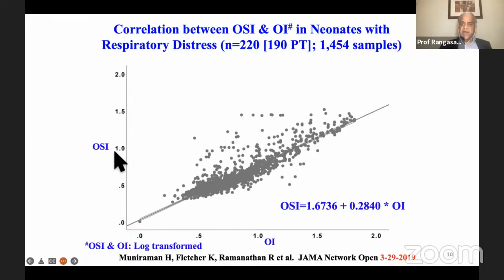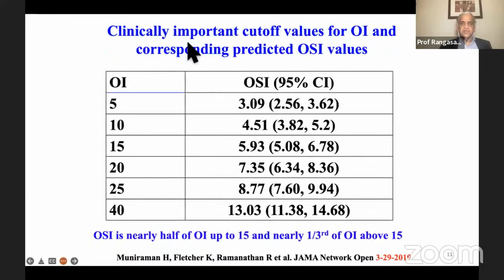So how do we translate this data into clinical practice? Here is the clinically important oxygenation index. When the OI is 5, your oxygen saturation index is about 3, with a 95% confidence interval of 2.56 to 3.62. An OI of 10 is about 4.5. 15 is about 6. 20 is about 7. An OI of 25 is 8.7 or 9. 40 is 11, 12, or 13. So OSI is nearly half of OI up to 15, and then nearly one third of OI above 15, because of the sigmoid shape of the oxygen dissociation curve.